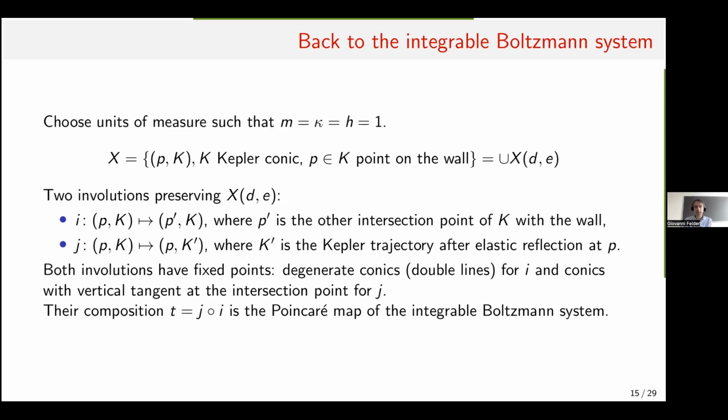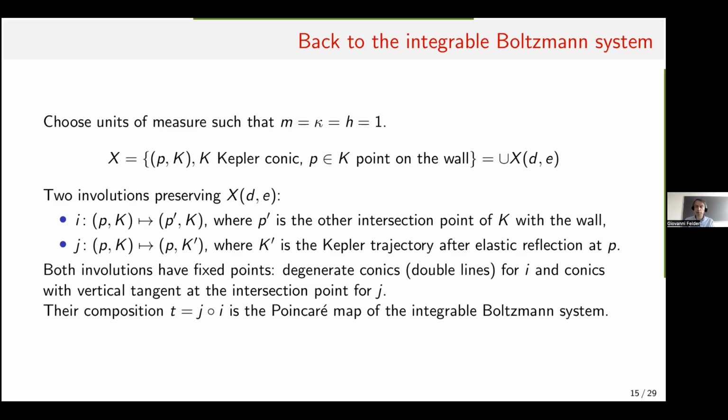configuration space with fixed points. So their composition is the Poincaré map of the Boltzmann system.